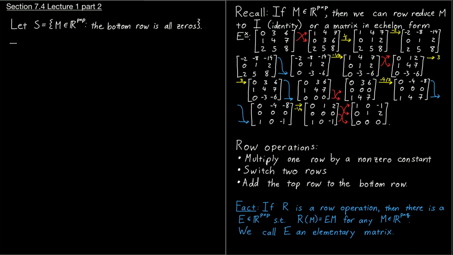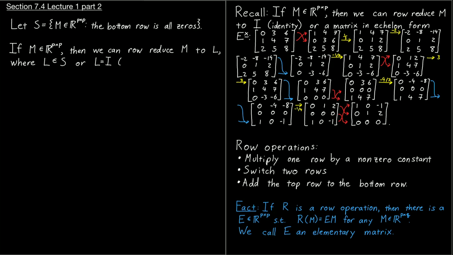Now let's put this all together. We have that if M is a P by P matrix, then we can row reduce M to some matrix L, where L is either in reduced row echelon form, meaning in particular L is in S, or L is equal to I, the P by P identity matrix, which you all know and love.